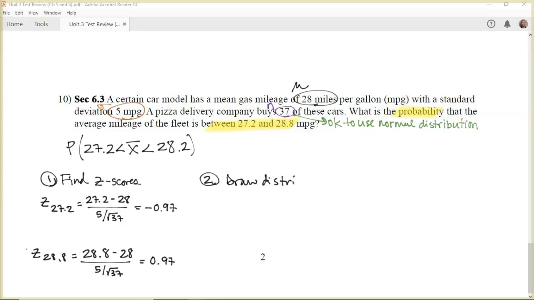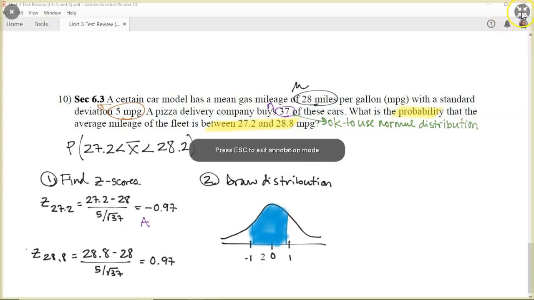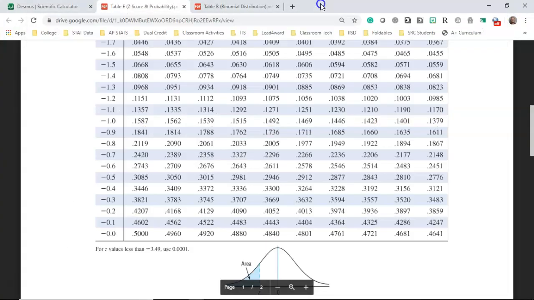Second thing, draw a distribution. We can draw a normal curve and mark off where we would think those values would be. Since both of those values are close to negative 1 and positive 1, we can estimate that the area between will be close to 68%. We know that approximately 34% on each side, or 68%, of the data is within one standard deviation above and below. So we would expect a probability close to 0.68 or 68%. So we need to go to table A, look at those z-scores and get the areas so we can figure out what to do with those numbers.